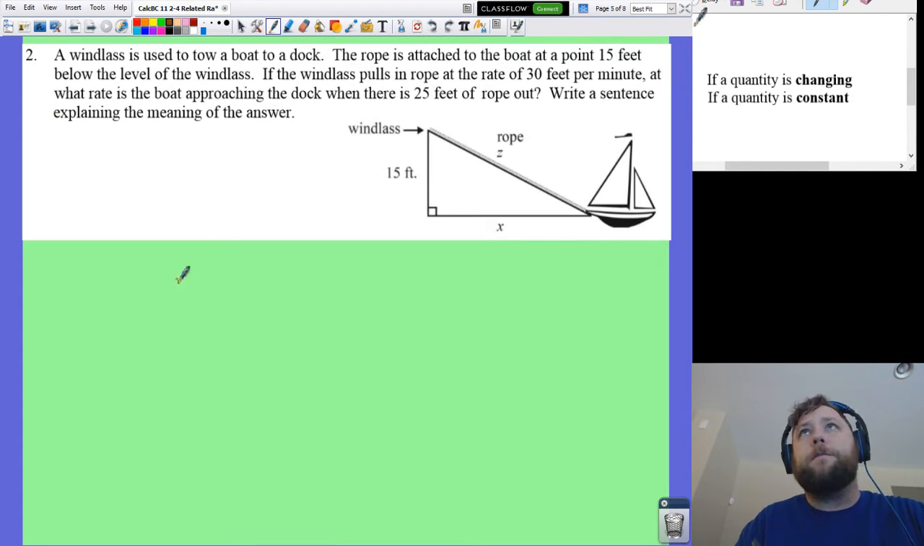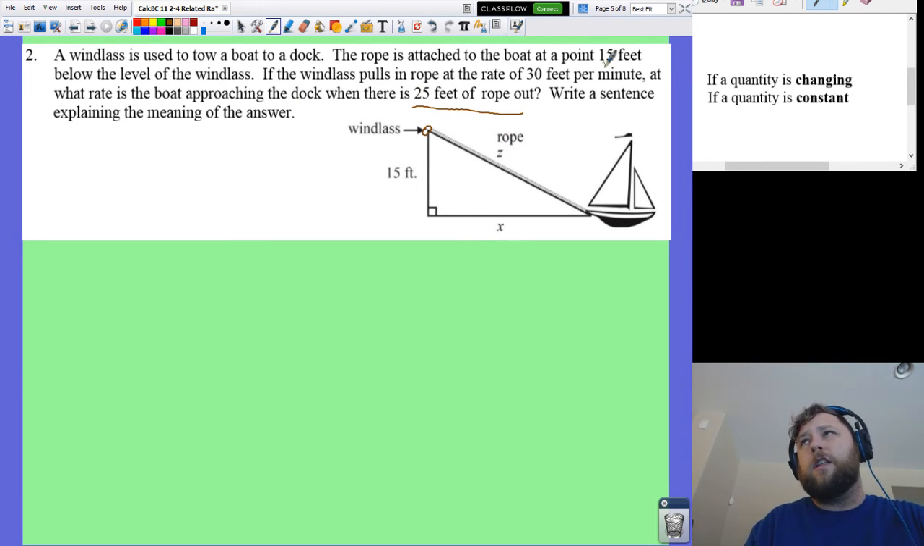One more example, and that's it. This is like a word problem. A windlass is used to tow a boat to a dock. So I guess that's this rope? I'm not sure what a windlass is. The rope is attached to the boat at a point 15 feet below the level of the windlass. If the windlass pulls in rope at the rate of 30 feet per minute, at what rate is the boat approaching the dock when there is 25 feet of rope left? Write a sentence explaining the answer.